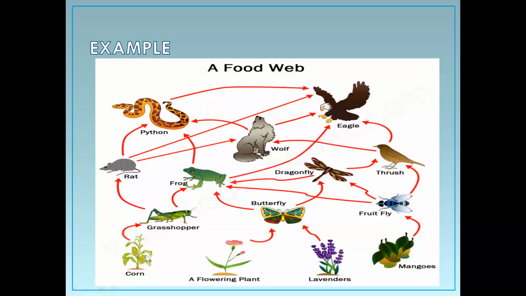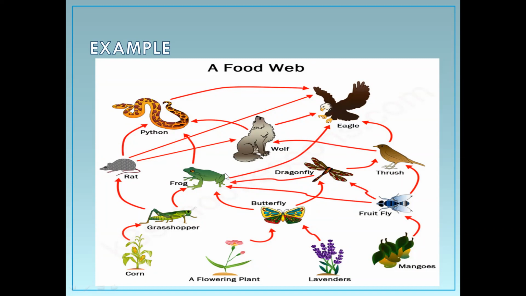Now this corn is eaten by the grasshopper. The grasshopper is at a time eaten by the frog and the rat. This rat is eaten by this wolf and eagle. Okay, this rat is also eaten by this python, which is very dangerous, and this is ultimately being eaten by this eagle.